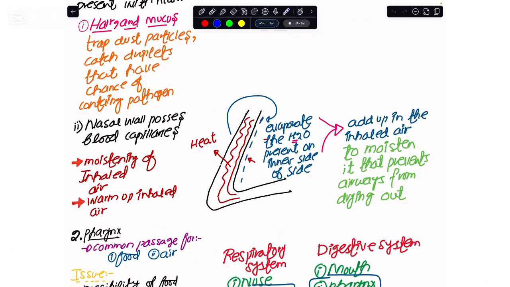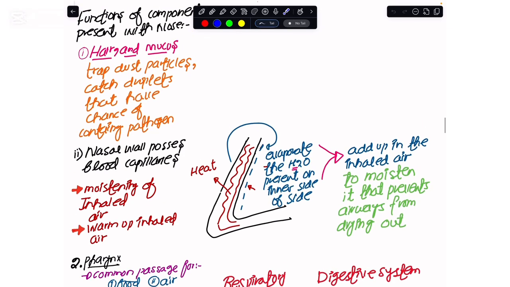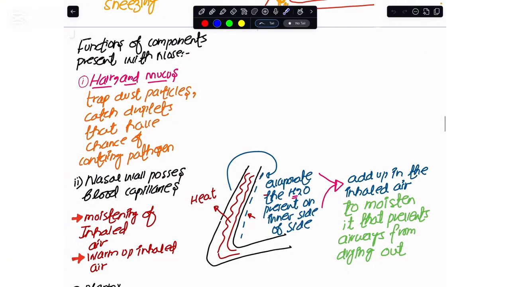Okay, so this is why it is written over here that the nasal wall possesses blood capillaries that have heat in them, and that heat is utilized to moisten the inhaled air and also to warm up the inhaled air. So here we are done with the first part of the airways, and that was the nose and the nasal cavity.